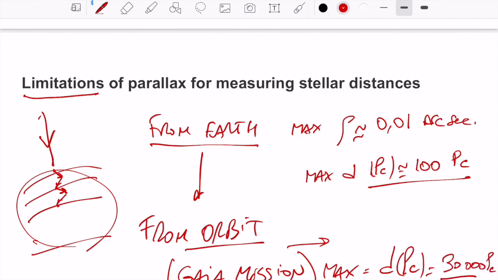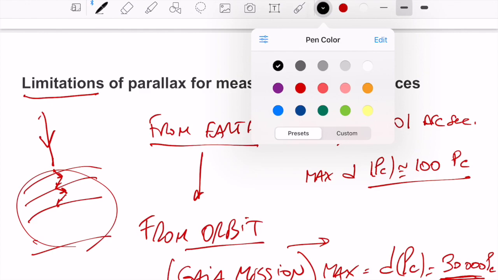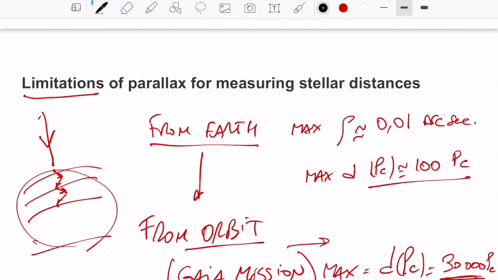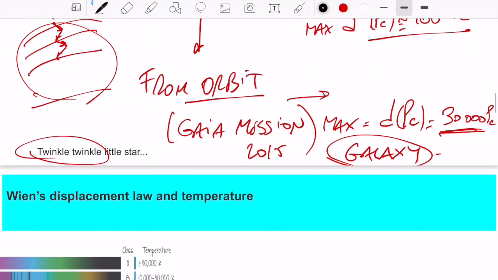So that means mainly stars that are inside the Milky Way galaxy. We can see probably all the stars in this galaxy. That means it's a method that is very useful for the stars that are in our galaxy, but not enough to measure stars in other galaxies, right? Okay. What else do we know?